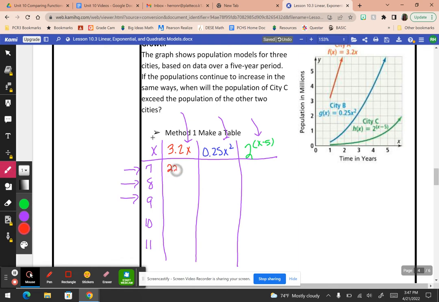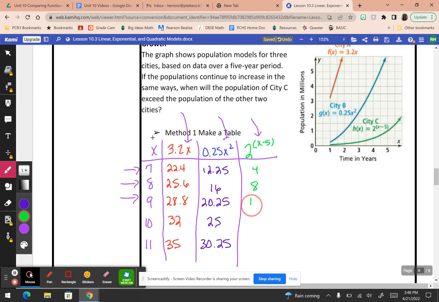So I did this on my calculator earlier, so you guys could take a moment and type these in, so that you know that you got the right answers instead of just following along. For f, I got 25.6. For blue, the g of x, I got 12.25, then 16, 20.25, 25, and then 30.25. And then for the green, I got 4, 8, 16, 32, and 64.